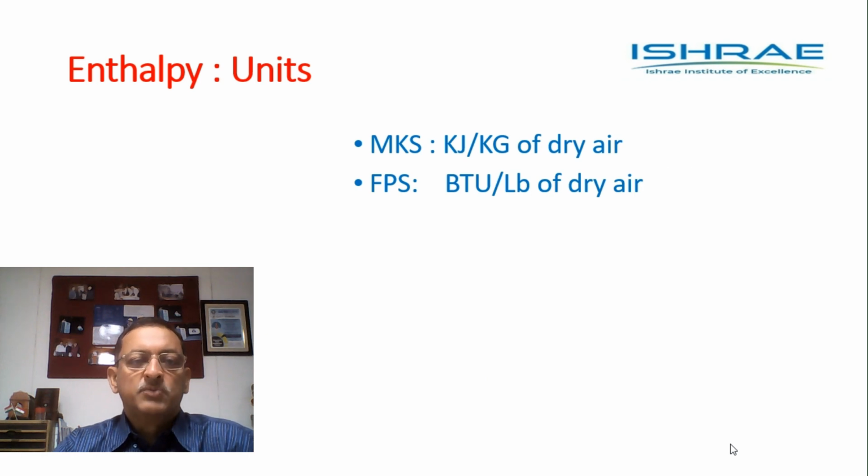The units for measuring enthalpy are, in MKS, kilojoule per kg of dry air. And in FPS, it is British thermal unit per pound of dry air.